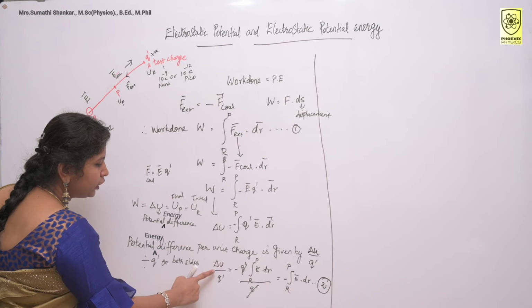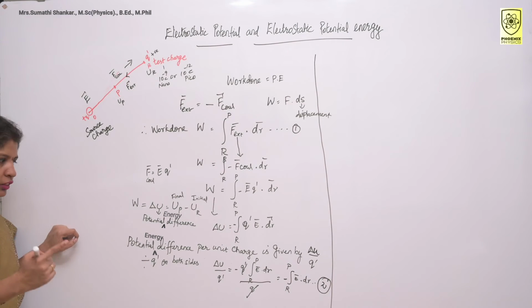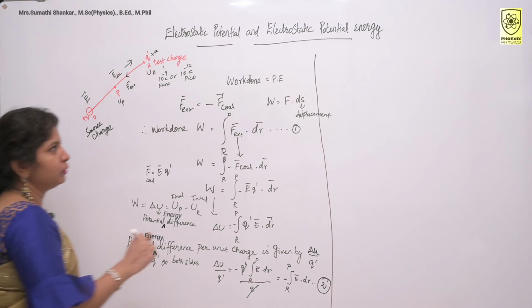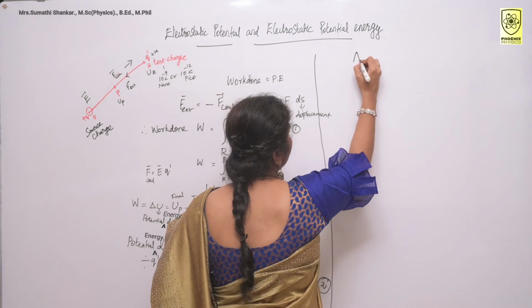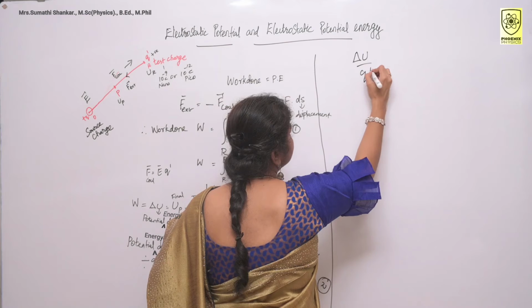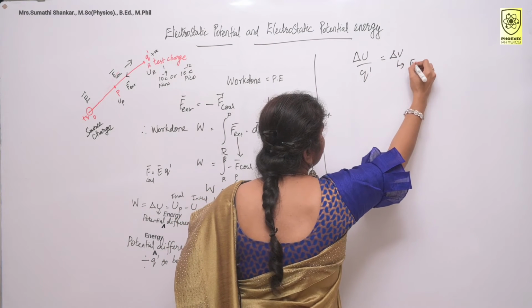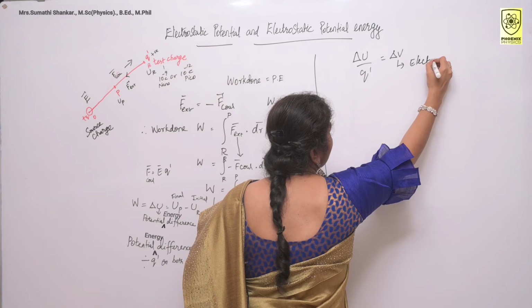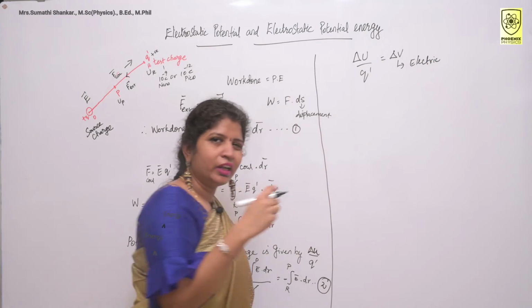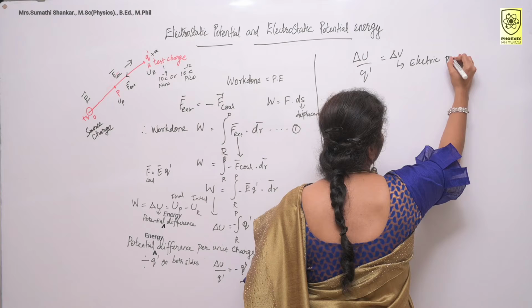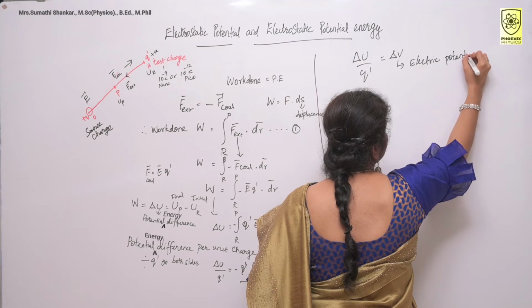This is my equation 2. Delta U by Q prime is nothing but the potential energy difference per unit charge, which is equal to delta V. What is this delta V? That is the electric potential or electrostatic potential, both are the same. So this is the electric potential difference.